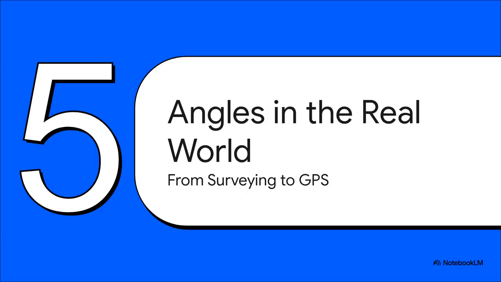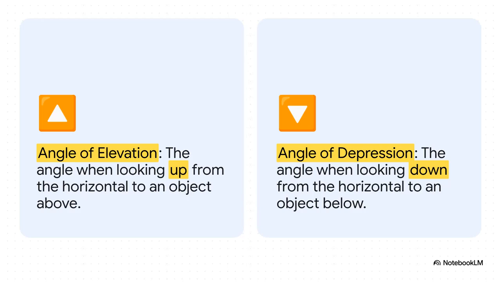And this whole idea of using angles to find distances, it's not just for flagpoles. Not even close. It is, well, it's everywhere. And this brings us to two really key terms you'll hear all the time in the real world. That angle you measured looking up at the flagpole, that's called the angle of elevation. Now, if you were standing on top of that flagpole looking down at yourself on the ground, that would be the angle of depression. These two ideas are absolutely fundamental for surveyors, pilots, engineers, you name it.